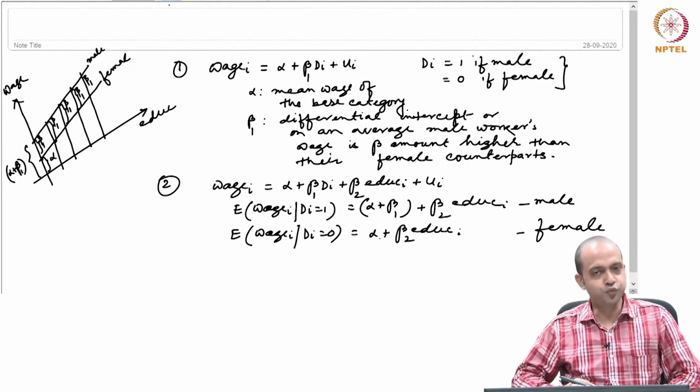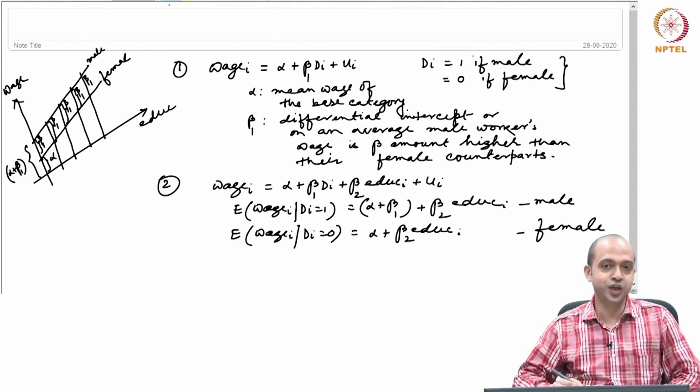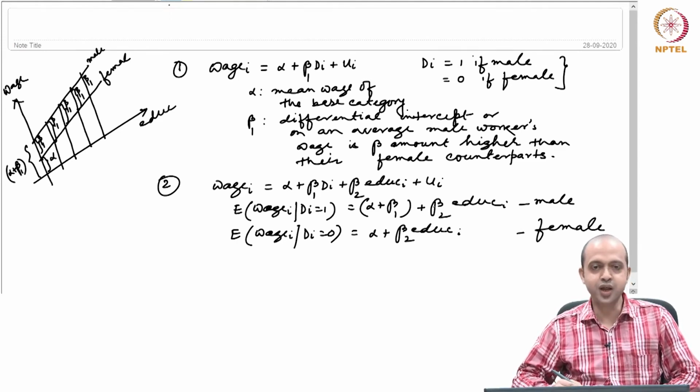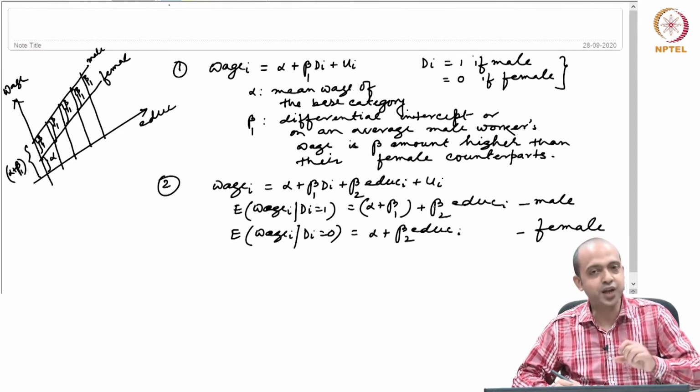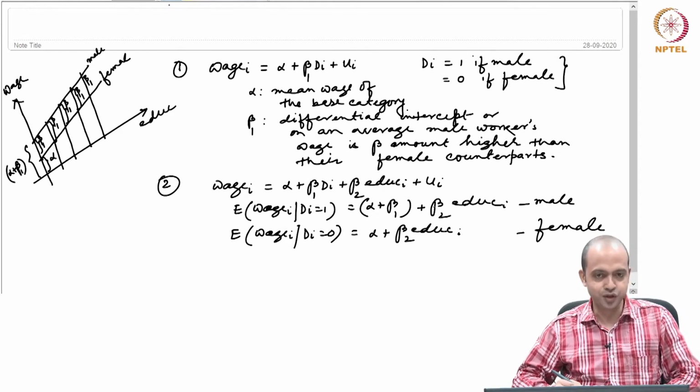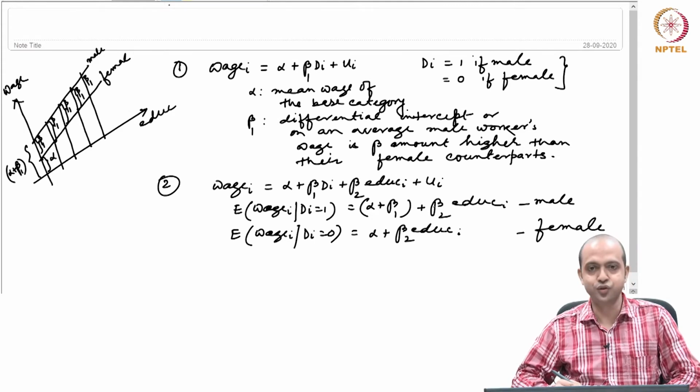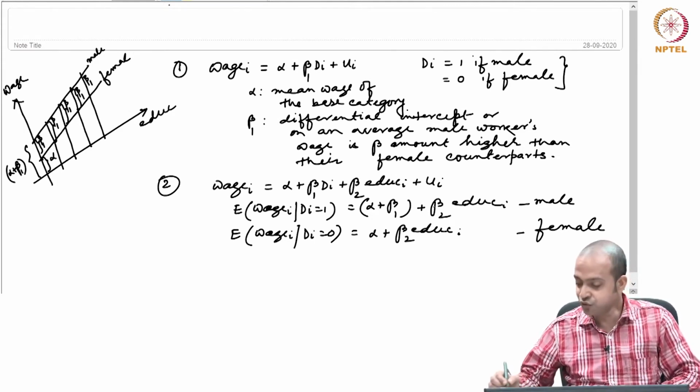Okay? So, both male and female workers will enjoy beta 2 amount of increment in their wage if they go for 1 extra year of education, since both male and female workers' wage functions have the same slope, beta 2. Beta 2 is the slope, that is the assumption. If we relax this assumption, then we will get our third case.